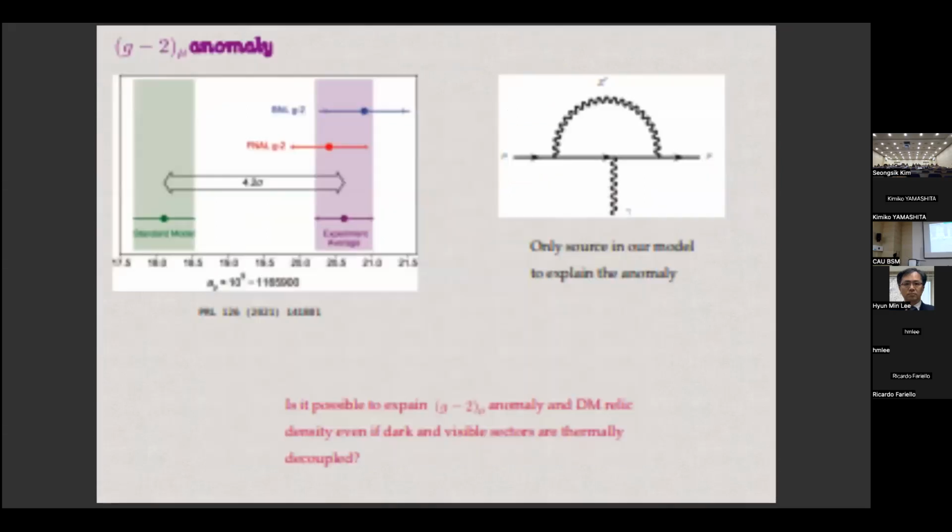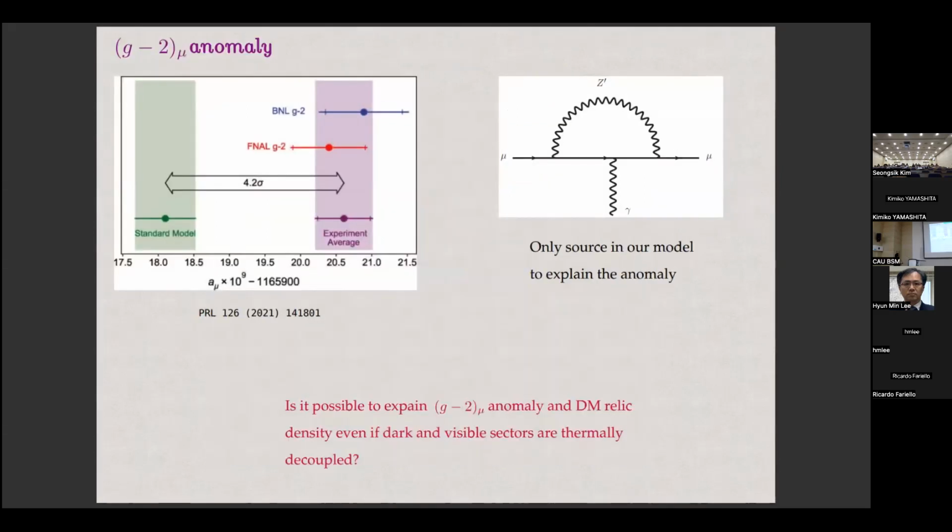So one can see that the dark sector relic density is satisfied for very small values of epsilon. So recently it was reported that there is a deviation between the standard model prediction and the experimental observation of the anomalous magnetic moment of the muon.